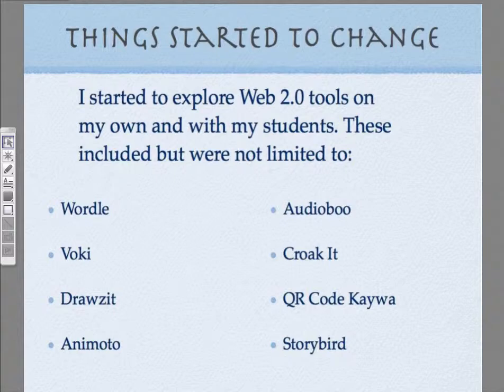Drawsit we used when my kids wanted to add pictures to their blogs, and Drawsit is a great Web 2.0 tool that allows you to actually draw, and then you get an embedding code, which you then can put into a blog. Animoto, I use more so than my kids independently, and we use it with a lot of our photos. We make movies, and my kids make really professional-looking movies, but really all you have to do is upload pictures.